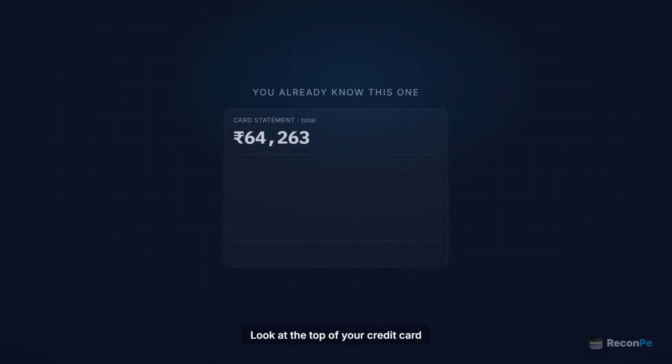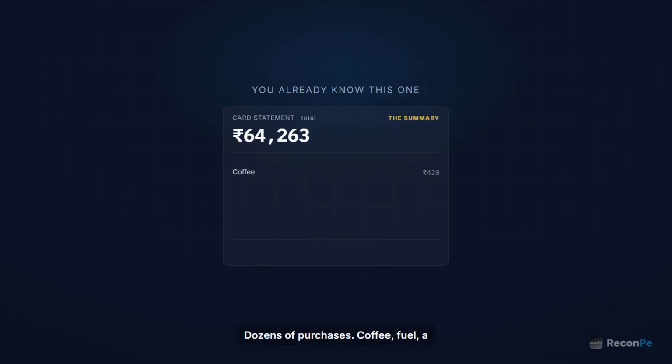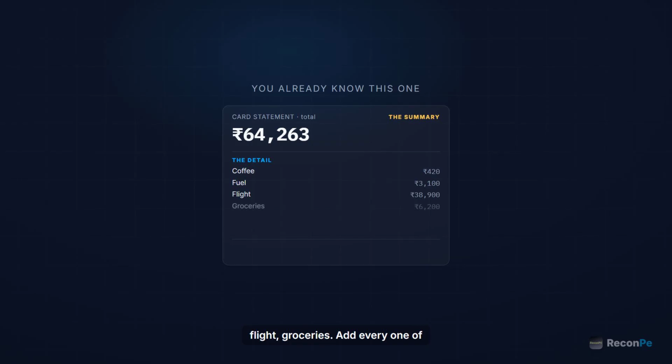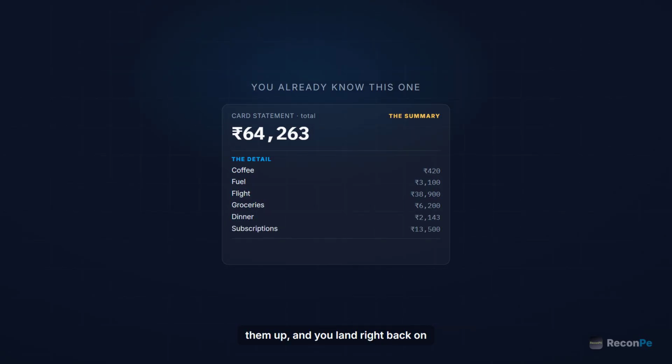Look at the top of your credit card statement. One number. Say 64,000 rupees. Now scroll down. Dozens of purchases. Coffee, fuel, a flight, groceries. Add every one of them up and you land right back on that same total.